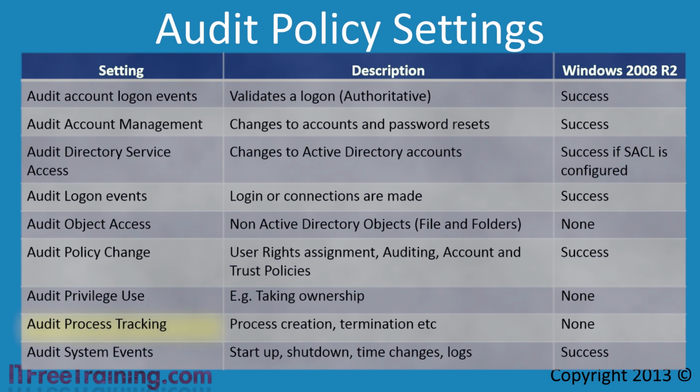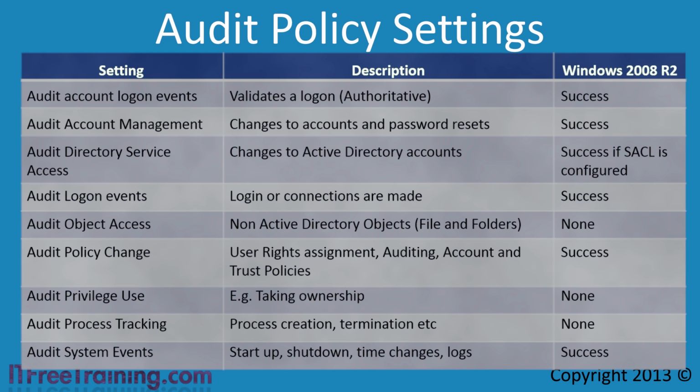The next setting is Audit Process Tracking. This tracks the starting and ending of processes used by applications. This would only be enabled in special troubleshooting scenarios due to the amount of events that it would generate. The last setting is Audit System Events. This records events like system startup, shutdowns, time changes, and changes to the log files.